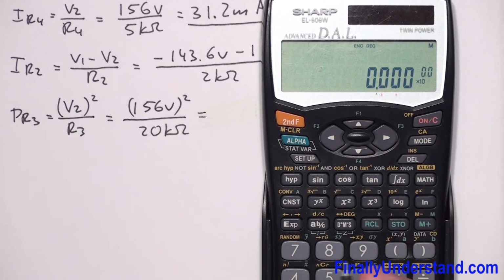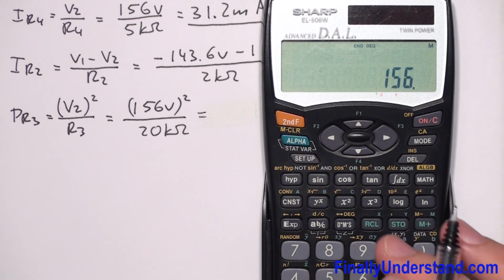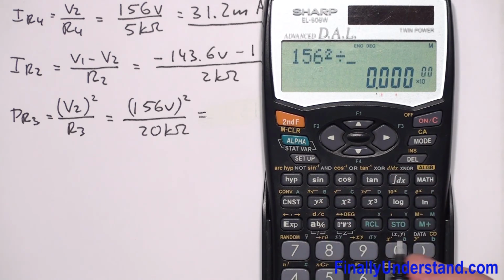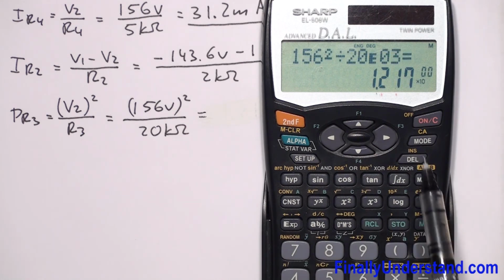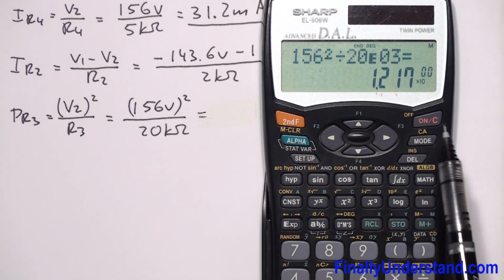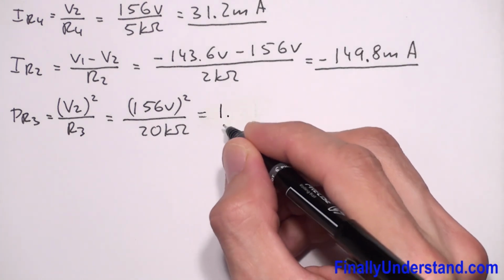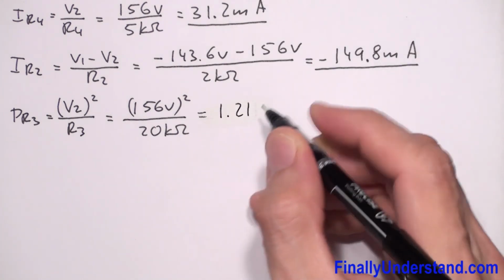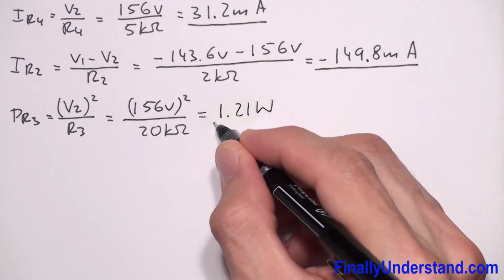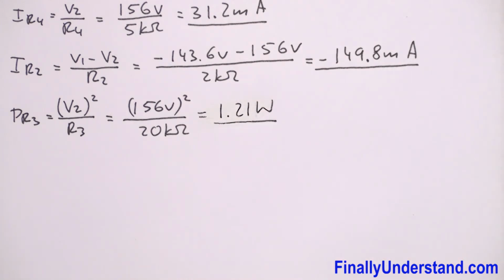I'm going to use the calculator. So we have 156 to the second power divided by 20 exponent 3. This is equal to 1.21 watts. So this is equal to 1.21 watts. And at this moment we can say that the problem is solved.